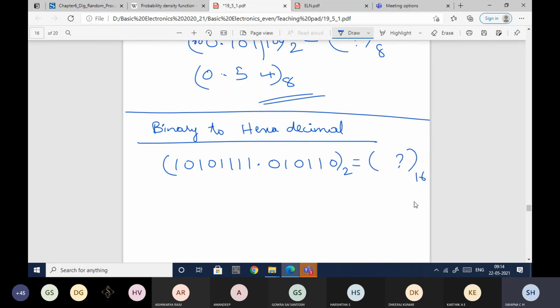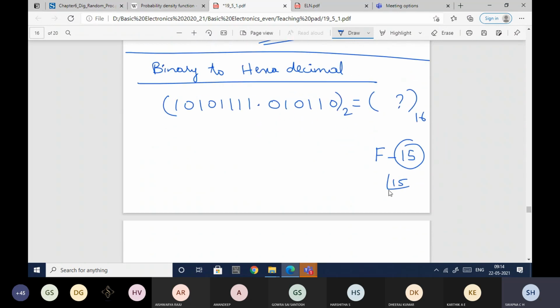In hexadecimal, the maximum digit here is F. Its decimal equivalent is 15. In order to represent 15, how many bits do I need? What will be the binary number of this 15? 2 7s are 14, so 1 is left out. 2 3s are 6, 1 is left out. 2 1s are 2, 1 is left out. So 1 1 1 1. So the maximum number of bits required to represent a hexadecimal digit is 4 bits.